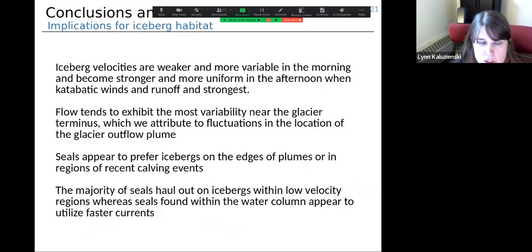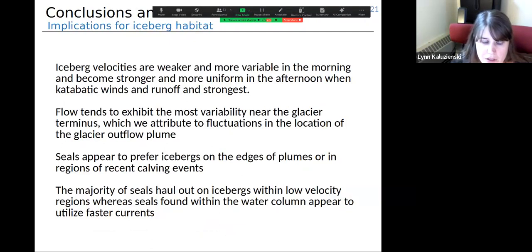Okay, so wrapping up our short-term impacts, we found iceberg velocities to be weaker and more variable in the morning. They typically became more uniform and stronger in the afternoon, which we attribute to a higher chance of katabatic winds and runoff. We found the flow to also have the most variability near the glacier terminus.